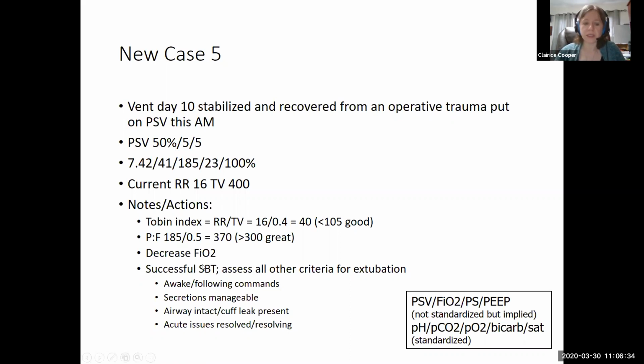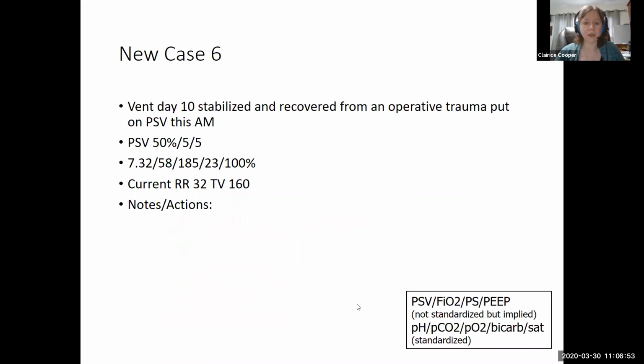We consider this to be a successful spontaneous breathing trial. We do not need to get any more blood gases. Look for criteria. Is the patient awake following commands? Are the secretions manageable? Is there a cuff leak present? And have we resolved important issues? If so, pull the tube. Next case, I'll pause for a moment while you consider.